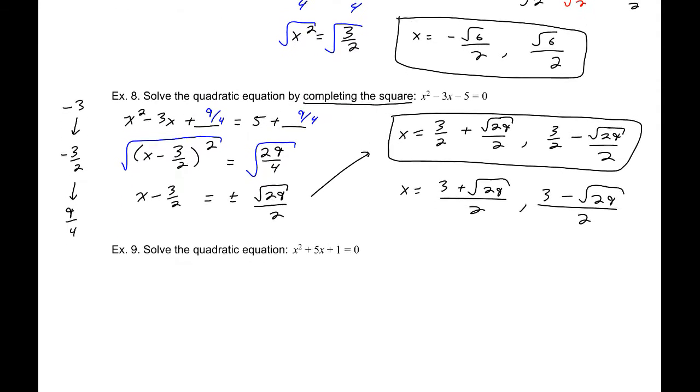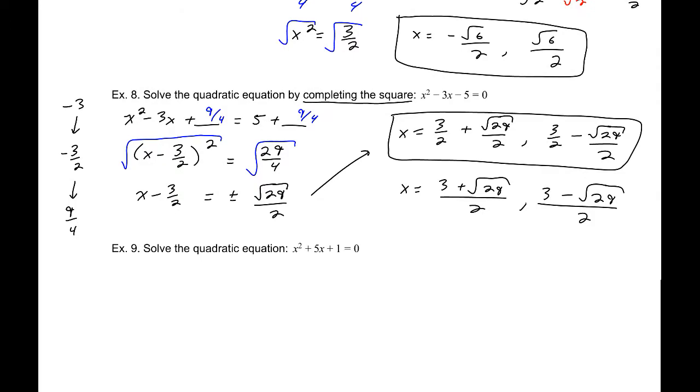All right, number 9. I actually want to solve this one two different ways just to show you that the two methods will give us the right solution. But let's go ahead and do completing the square first. So we'll get this in the form x squared plus 5x plus something equals negative 1 plus something. All right, now I'm going to take 5 divided by 2, so that would be 5/2. And squaring it would be 25/4. So I'm going to add 25/4 to both sides.